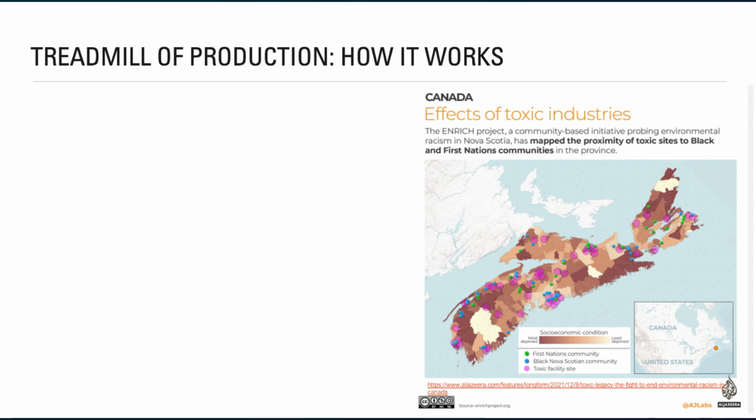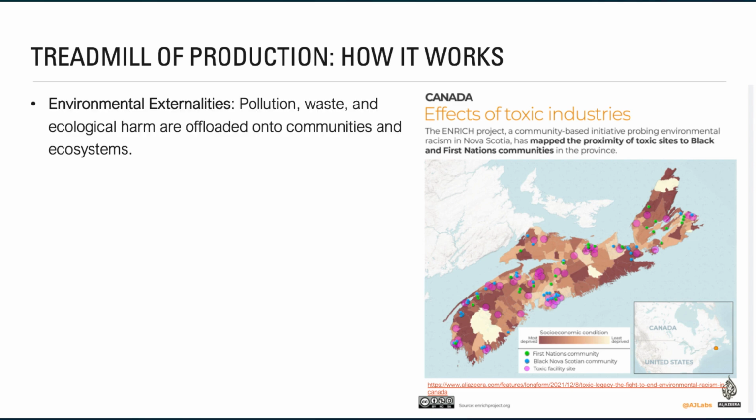The third feature of the treadmill of production is environmental externalities.